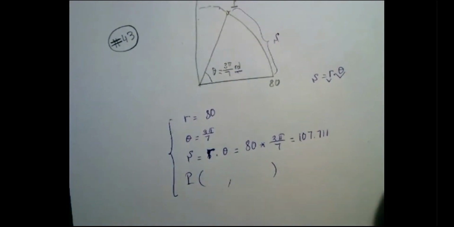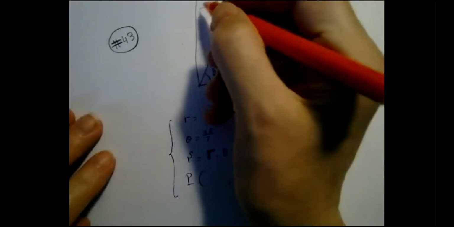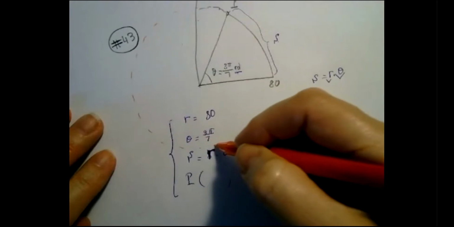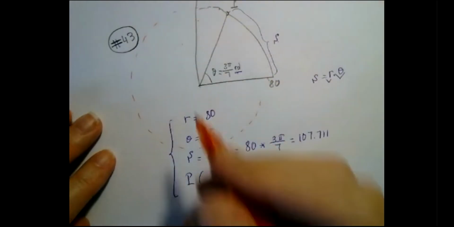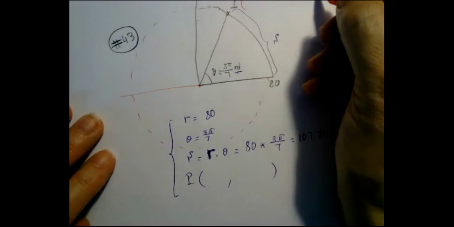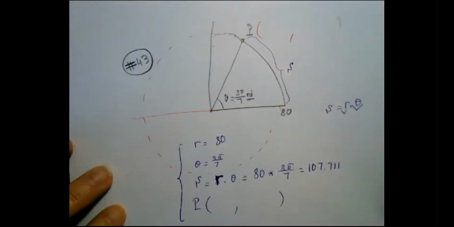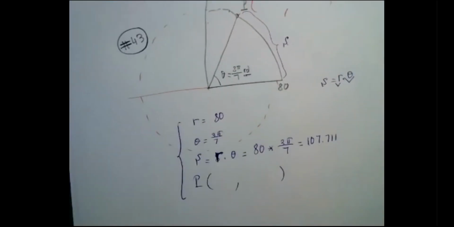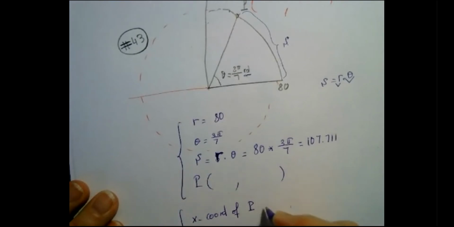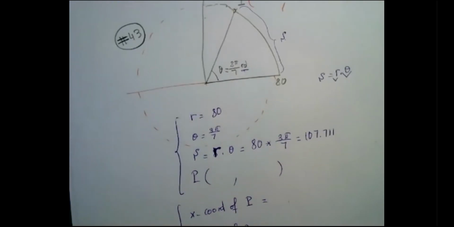Okay, now finally, what's the coordinate of the point P? So at this stage, I'm viewing the point P here as a point on the circle of radius 80. That's my point. And what are the coordinates? Okay, so what's the coordinate of the point P? So what's the x coordinate?